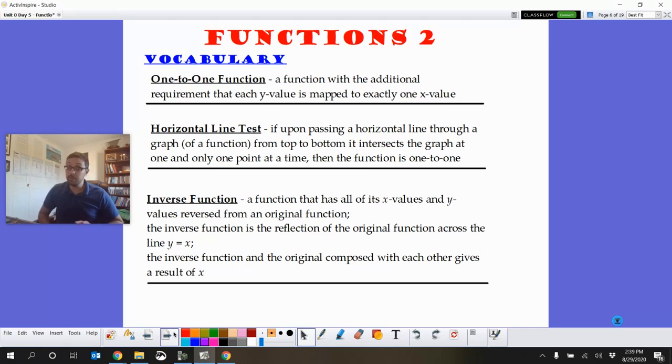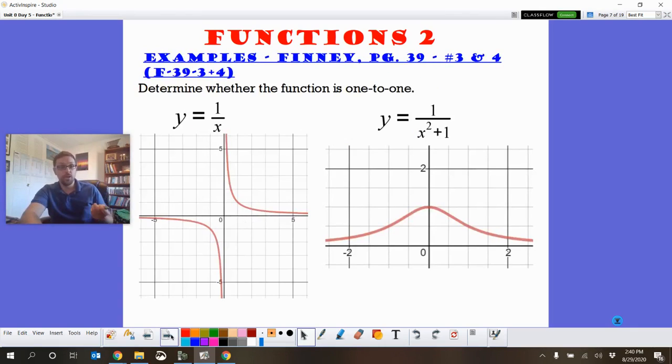In order to have an inverse, you first need to be a one-to-one function. What these are is a function where you put one thing in, you get one thing out. But to get that thing out, there's only one way to get that thing. So we use the horizontal line test. So here's a couple functions, and we're curious, hey, are these one-to-one functions?